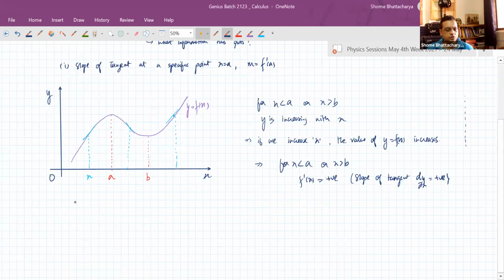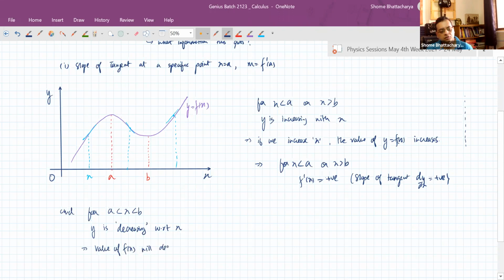Okay, so now likewise, you can also see in this above example, for x lying anywhere greater than a but less than b, y is, what we said, decreasing with respect to x. That means that the value of f(x) will decrease with an increase in x. So when that happens in a certain interval, we say that the function has a decreasing nature. You can also see that that implies that the derivative will be negative for this interval.